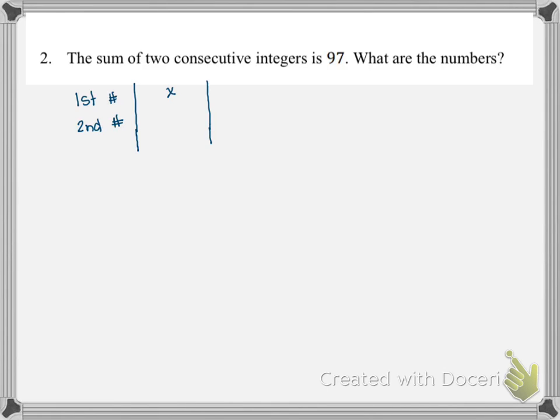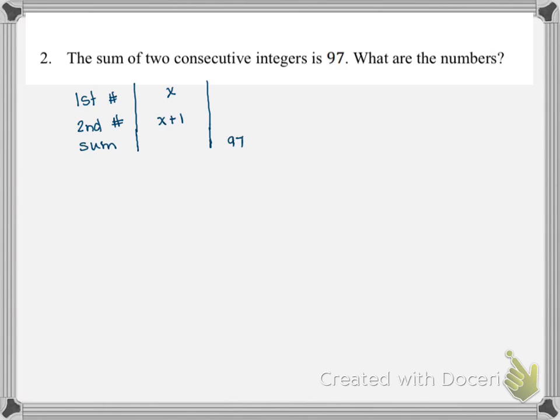So if the first number is x, the second one would be x plus 1. I always make the smaller number x. Like, if you felt like it, you could make the larger number x, and then the smaller one would be x minus 1. Doesn't matter as long as you're consistent. And then how are they related, or sorry, not to each other, to this other number, 97. What is 97? It's the sum of the two. Yeah, so this is our sum.